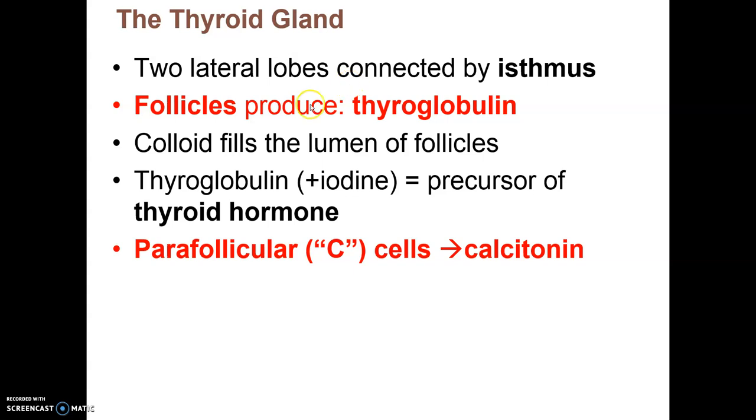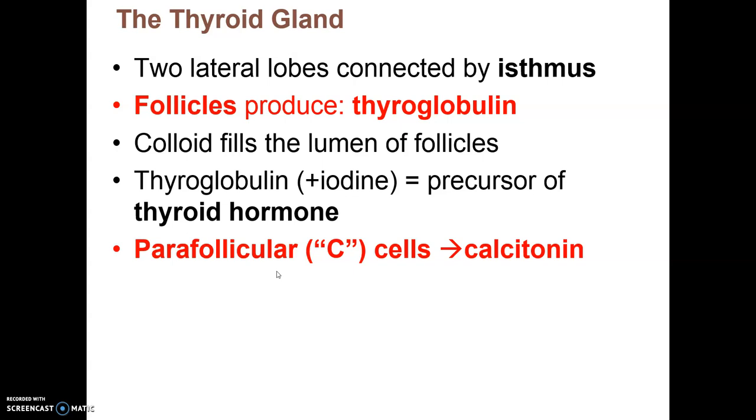When we look at the thyroid slide under the microscope, we see follicles. Follicles are round structures lined by cuboidal epithelium. Follicles produce thyroglobulin. This is in the form of colloid and it fills the lumen, meaning the space, in the follicles. Thyroglobulin combines with iodine and makes thyroid hormone.